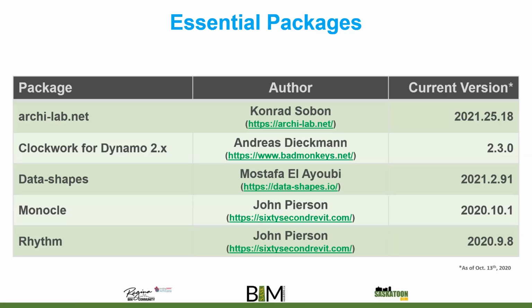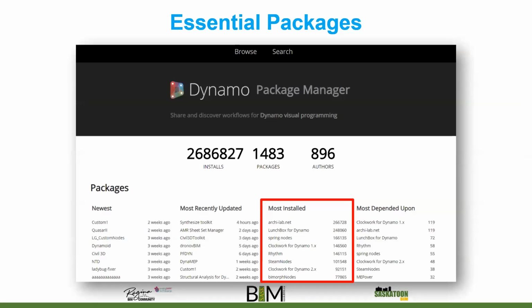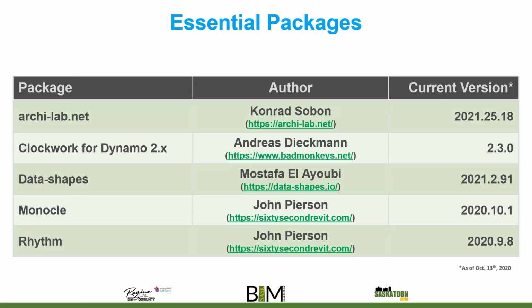So Archilab by Conrad Soban, it's a great package, all sorts of general Revit useful content. Clockwork by Andreas, also very important, and make sure you get the right one. As we saw back here, there's a 2.x and 1.x, and there's also a 0.6.x and a 0.7.x and a 0.9.x. So you want to make sure you get the right one for the version of Dynamo that you have. Data Shapes by Mustafa, another good one. They're all good, that's why they're on the essential list.